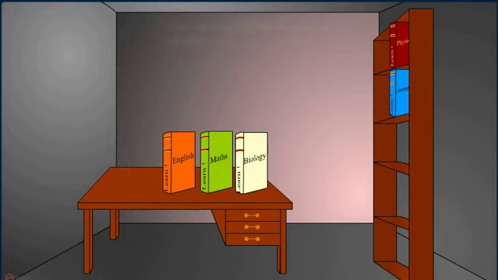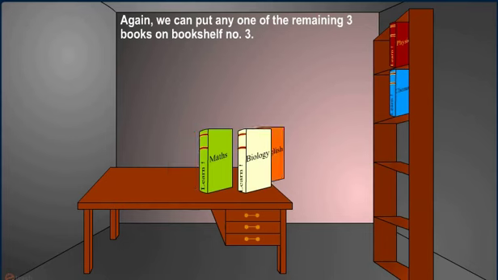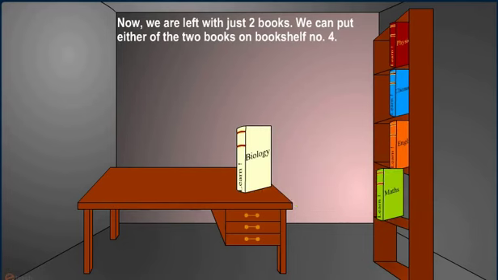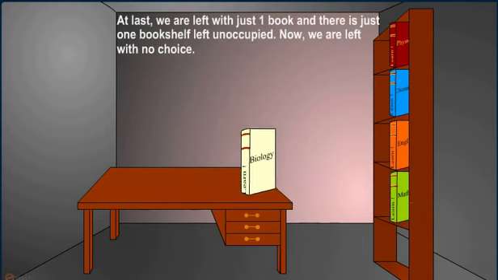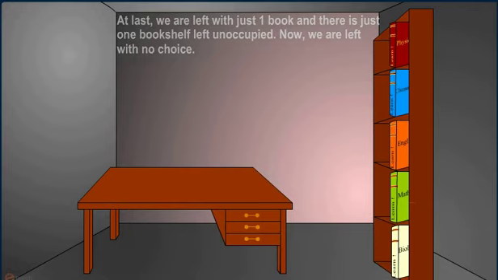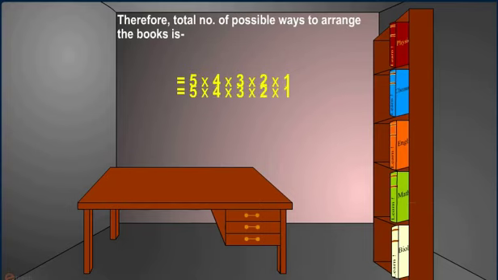Again, we are left with 3 books, which can be put on the bookshelf number 3 in 3 ways. Now, we can put the remaining 2 books in the bookshelf number 4 in 2 ways. At last, we are left with just 1 book, and there is just 1 bookshelf left unoccupied. So, we can put it on it in just 1 single way. Therefore, total number of possible ways to arrange the books is 5 into 4 into 3 into 2 into 1, that is 120.